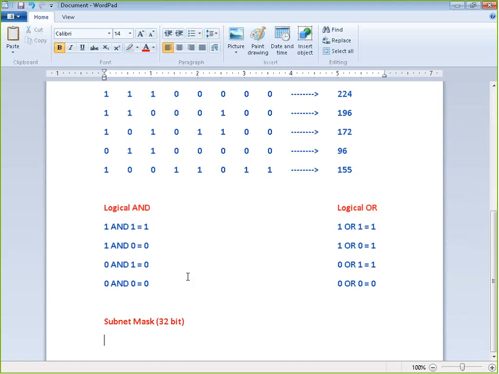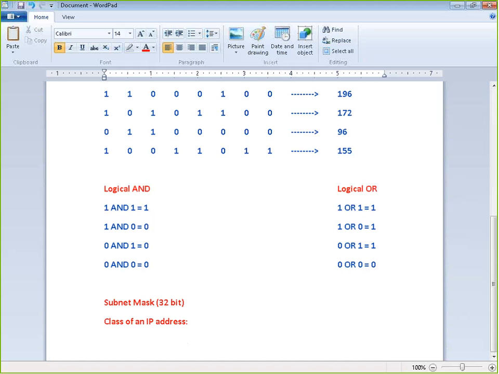Moving along. We are now going to talk about the class of an IP address. An IP address can be divided into different classes. Let's talk about all the classes of IP address.